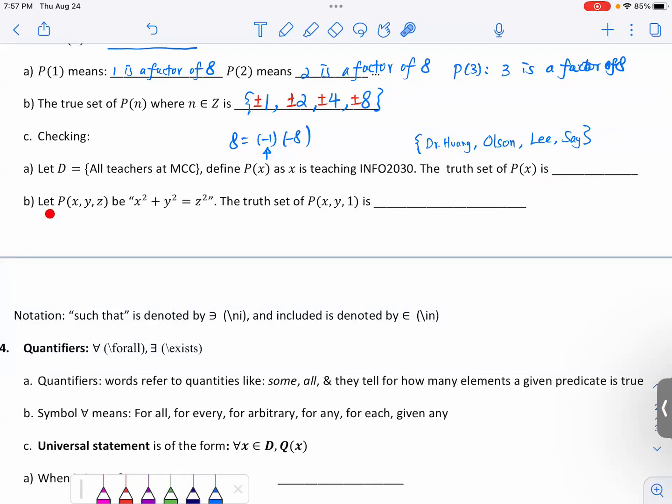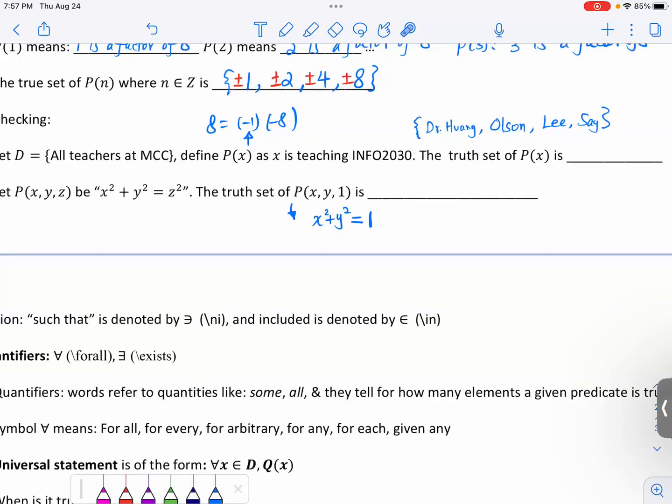Now let's take a look at P(x, y, z). Now we do have three variables here: x squared plus y squared equals z squared. And what's the truth set of P(x, y, 1)? So here z is actually 1. In other words, x squared plus y squared equals z squared, which is 1 squared, which is just 1. So now, what's the truth set of this particular one?